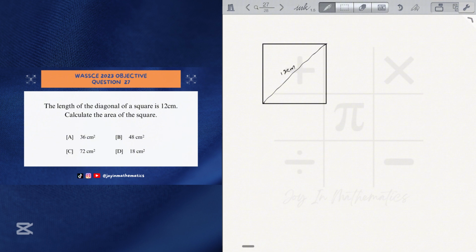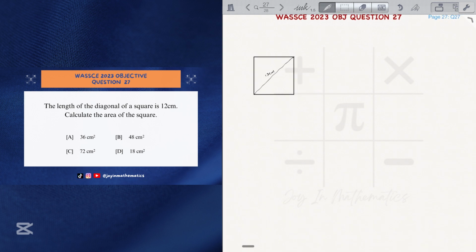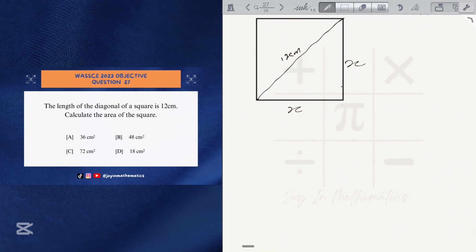And we have to find the area of the square. Now the formula for the area of the square, let's assume the length is x, is equal to x squared. That means the length multiplied by the breadth, and we know that in a square all sides are equal. Now in this diagram of the square, we understand vividly that this is a right angle triangle.